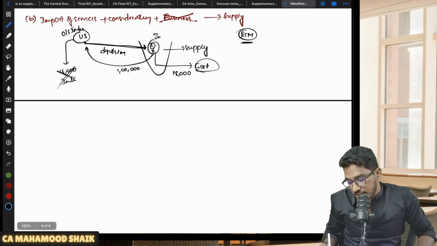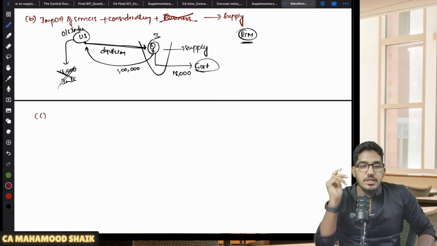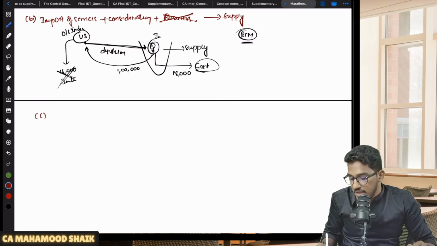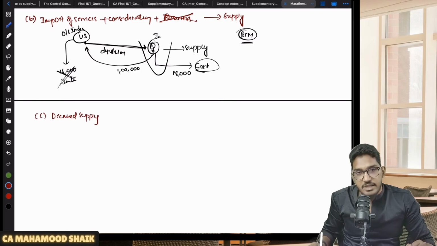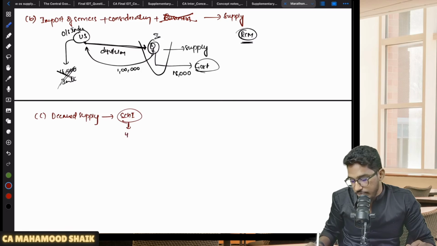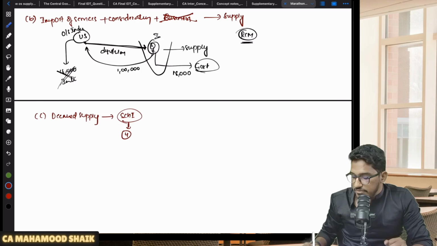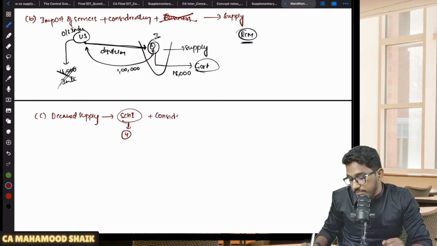Next, we have section 7 subsection 1 clause C. There are a few more activities which will become supply under section 7 subsection 1 clause C. What are those few more activities? I call them deemed supply. And what is deemed supply? There are certain activities which are specified under schedule 1. In total, 4 activities are specified. In schedule 1, there are 4 activities, and if these 4 activities are supplied even without consideration, still we will deem it as supply.